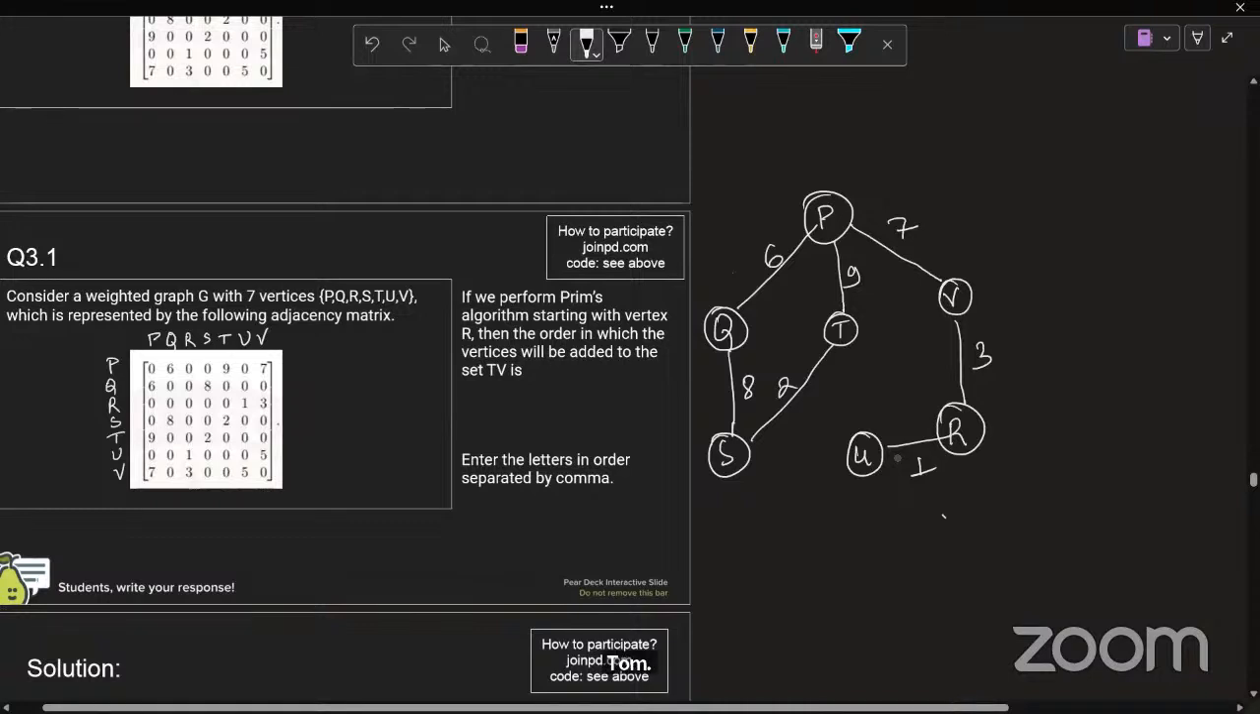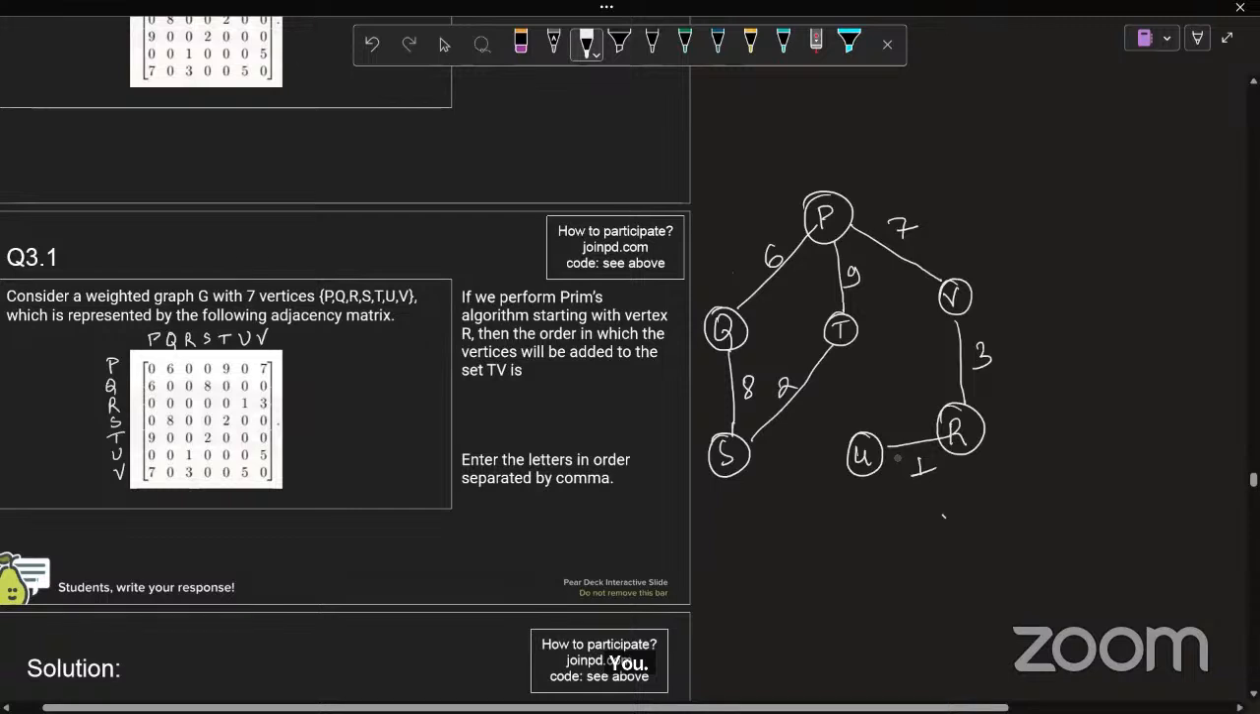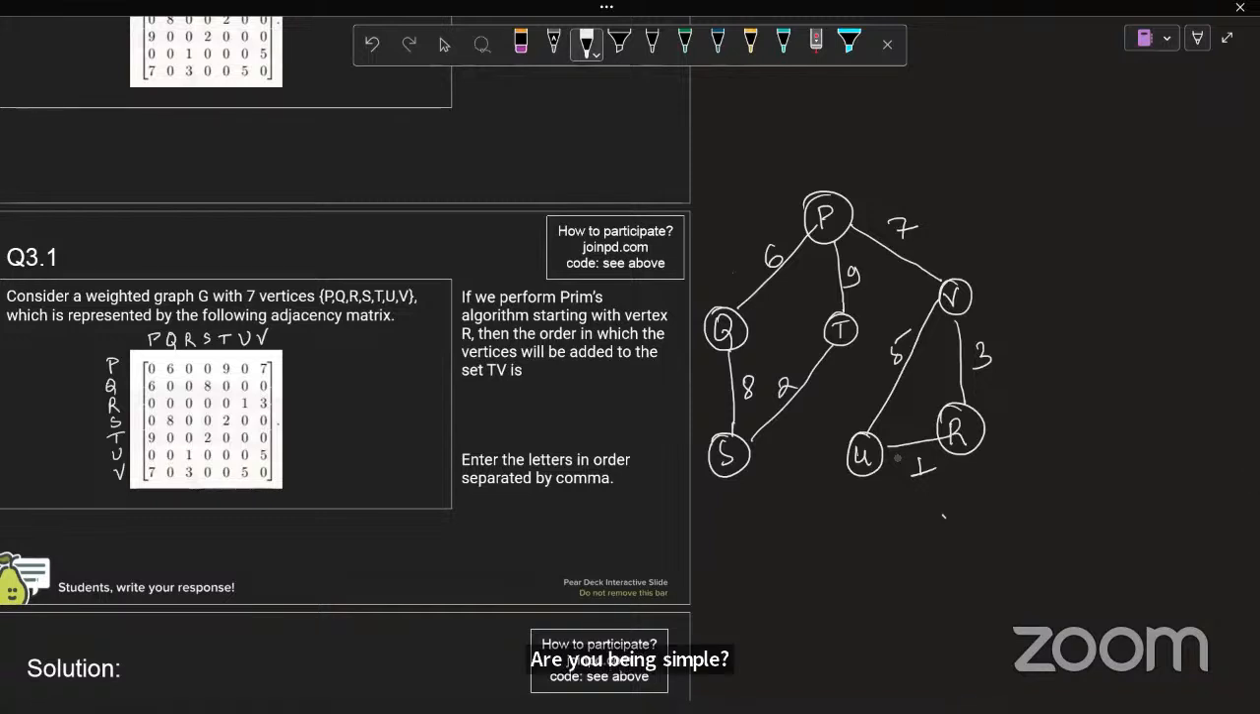And we have PT, which is done, 9. What about TS? TS is already done, 2. U and R, 1. U and V is 5. Oh, all are done, right? Is there any left? V, no, sir, done. V and T done. V and R, sorry, 3, and V and U, 5.